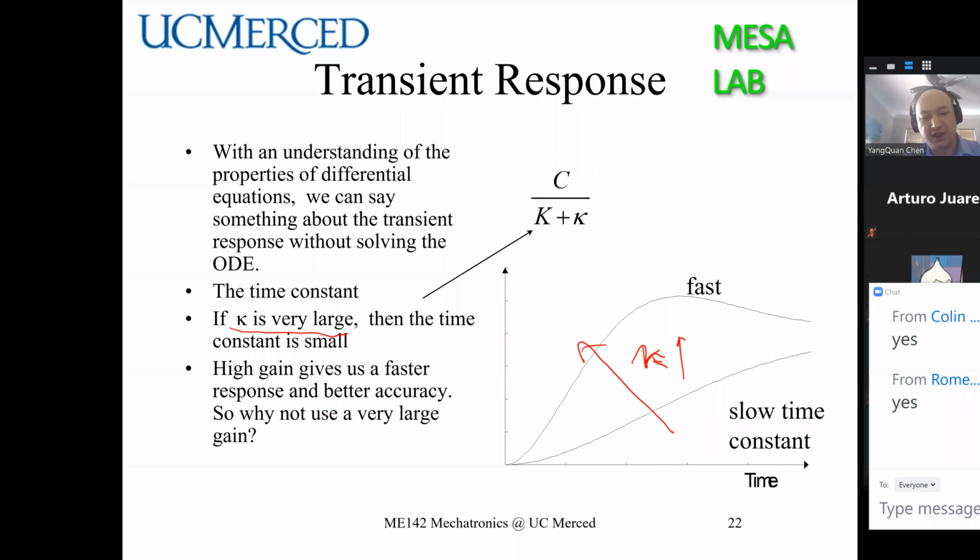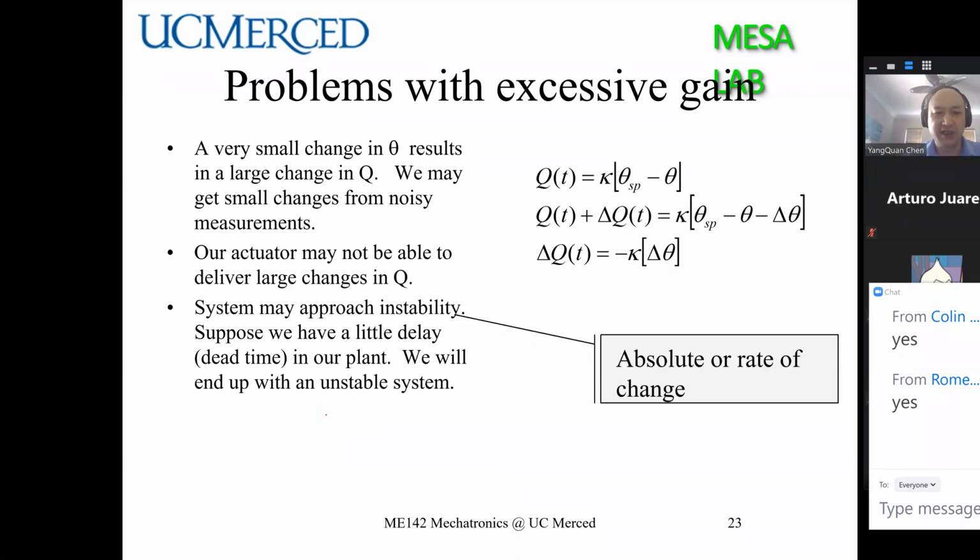Why not use a very large gain? I already explained the noise. Say for example, theta is your measurement plus some noise, epsilon. So a very small change in theta, the noise measurement, will be amplified a lot. You will damage your air conditioning very easily. So the system may approach instability. Maybe we'll also have some small delays in our plant. So you end up with a highly unstable system if your kappa is too big.